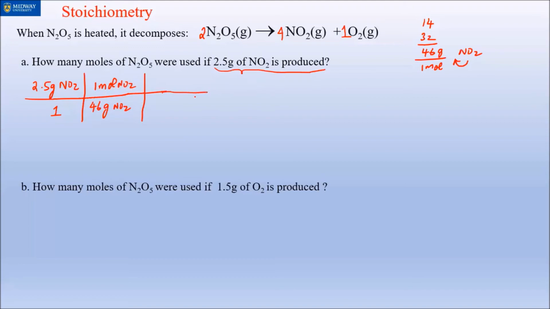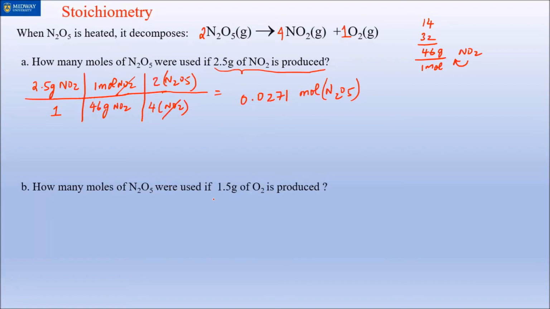You guessed it right, mole ratio. What's the ratio of NO2 to N2O5? It's 4:2. 4 NO2 goes on the bottom because we have to cancel out NO2. 2 N2O5 goes on the top. So that's all the question is asking. Moles of N2O5 would be, well, you can just do the math. 2.5 over 46, basically divide by 2. That's 0.0271 moles. That's it.